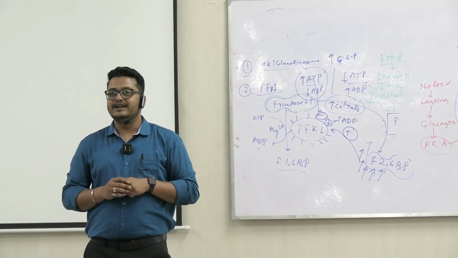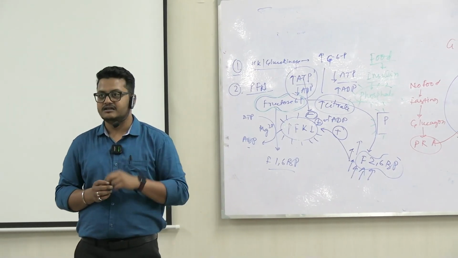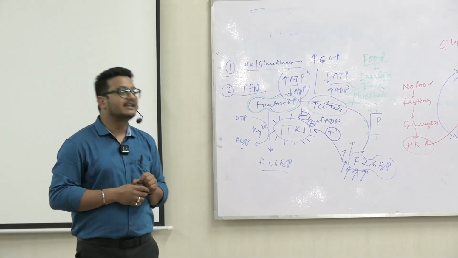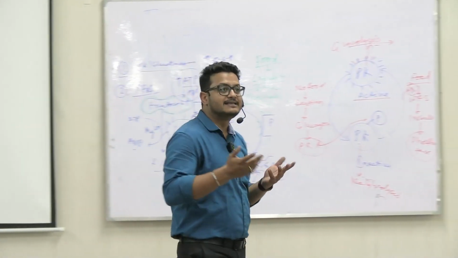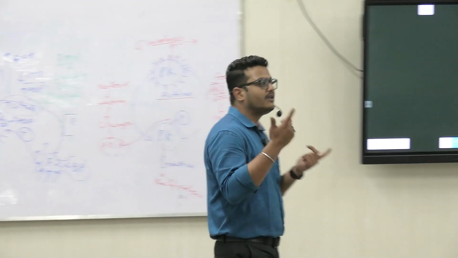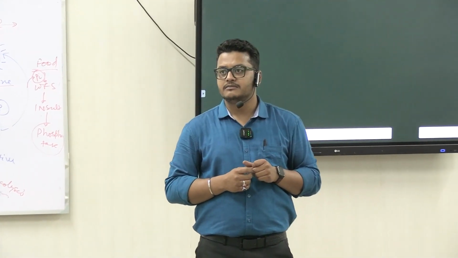Pyruvate kinase deficiency causes hemolytic anemia. Remember this. Why hemolytic anemia if there is pyruvate kinase deficiency? Anyone? Hemolytic anemia means there will be excessive hemolysis of RBCs. Why? If there is a deficiency of PK, pyruvate kinase. Why?